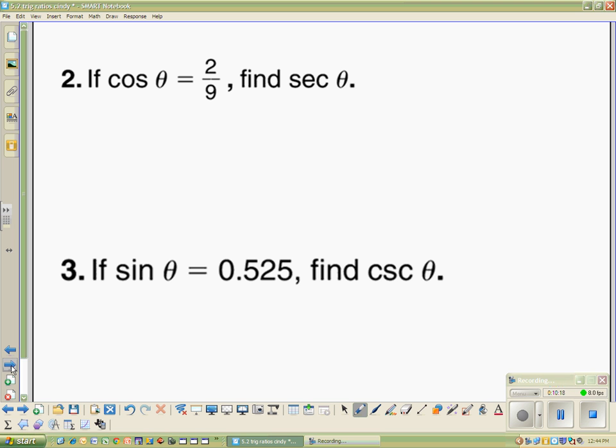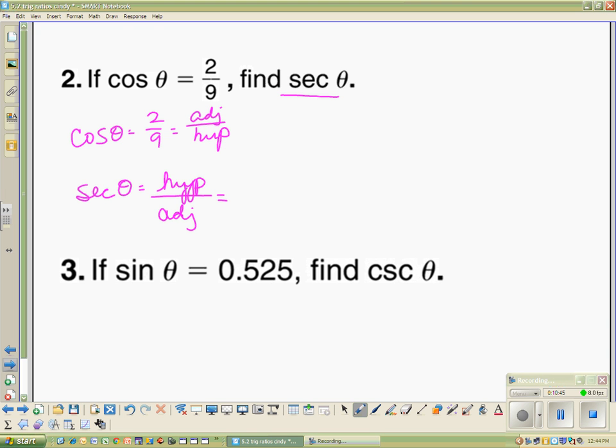Number 2, cosine of theta is 2/9, and they want us to find the secant. Well, the secant pairs up with cosine, and it is its reciprocal. So I know the cosine of theta is 2 over 9, which compares the adjacent side to the hypotenuse. And if I want to find secant of theta, then I'm going to compare the hypotenuse over the adjacent. So basically, I just have to take the reciprocal of my cosine, and I can come up with secant 9/2.